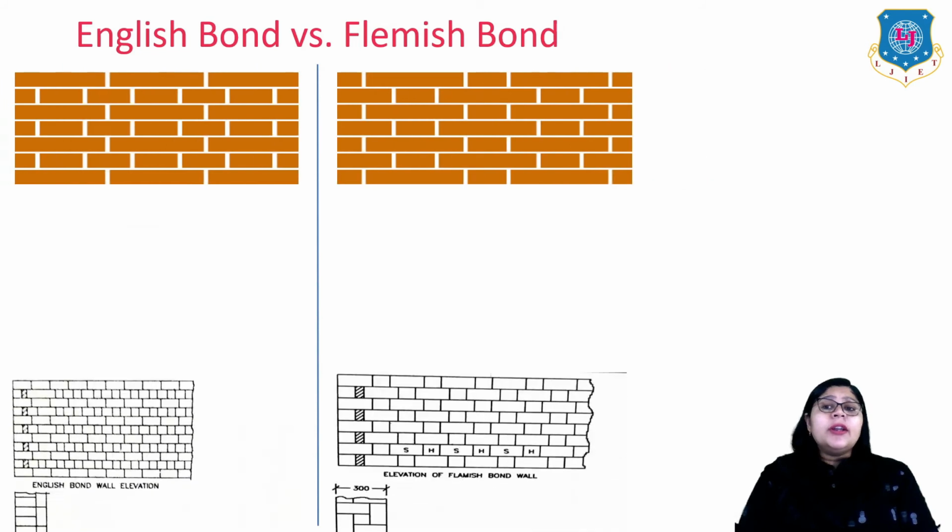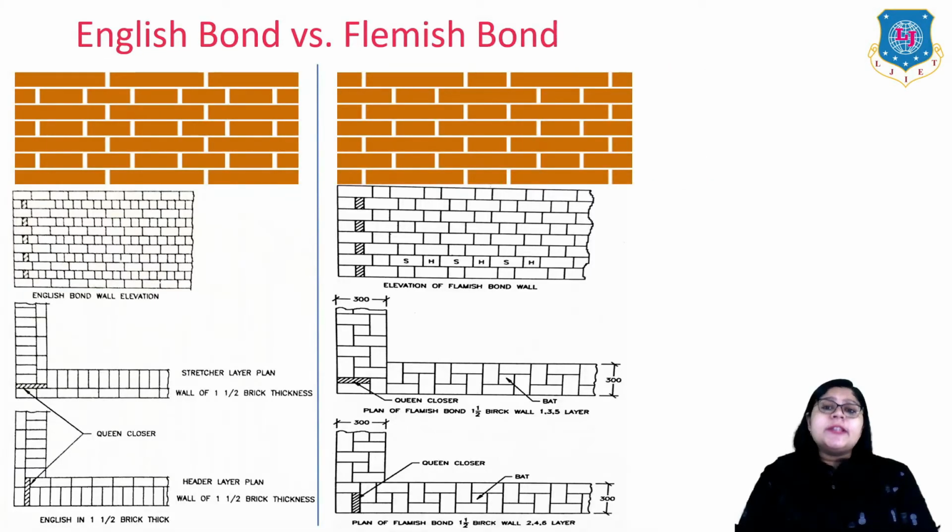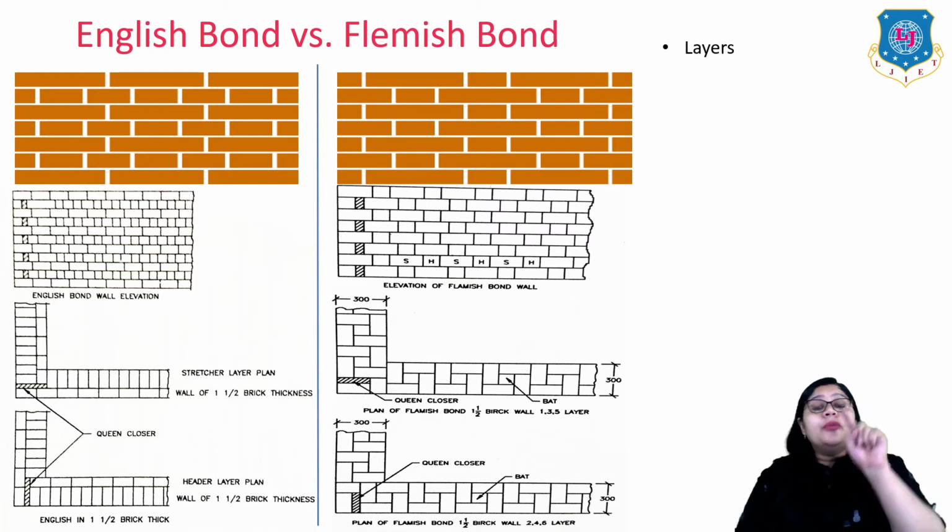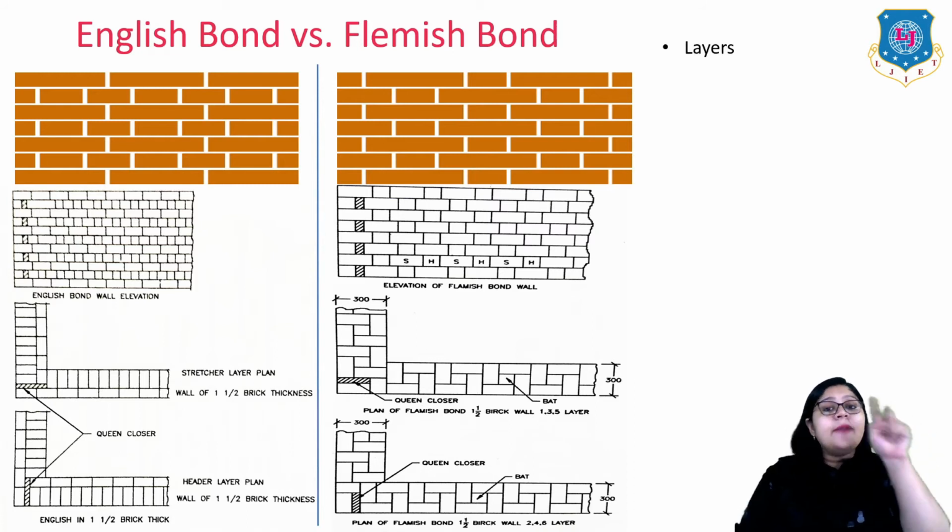Now let me give you a clear idea about the English bond versus Flemish bond, right? First and most important, in English bond, there is one layer of stretcher and another layer of header. It means alternate courses of stretcher and header. But in the Flemish bond, one course has alternate header and stretcher. So that is the most important thing.